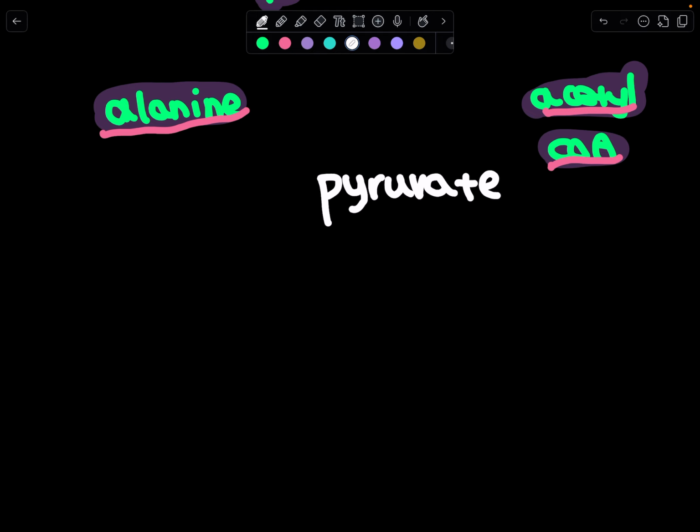Okay, let's talk a bit now about the TCA cycle, also known as the citric acid cycle or Krebs cycle. This is a final common pathway for the oxidation. Explain why we say it's a final common pathway. You have acetyl residues, and they oxidize to carbon dioxide.